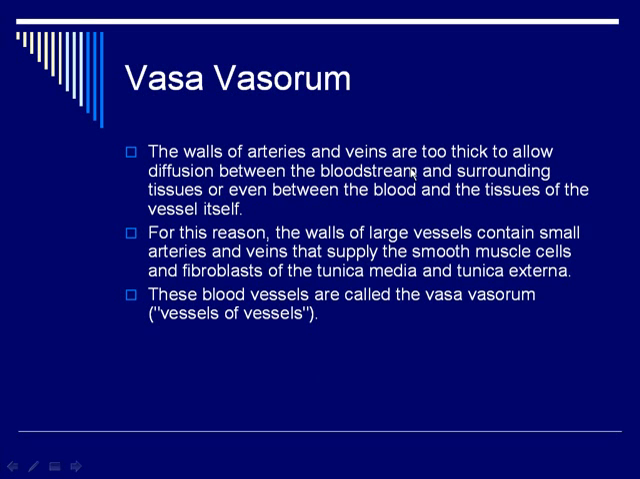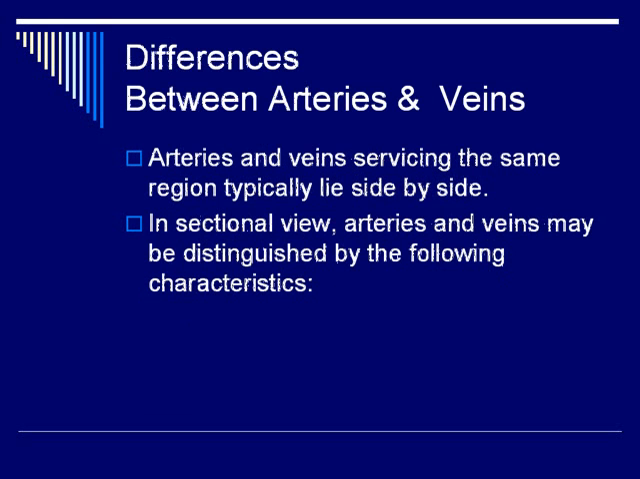The walls of arteries and veins are too thick to allow diffusion between the bloodstream, but in the smaller vessels that aren't too thick, they can get oxygen supply, they can get nutrients through the process of diffusion. This is only for the big blood vessels, okay, like the aorta itself, thoracic aorta, abdominal aorta.